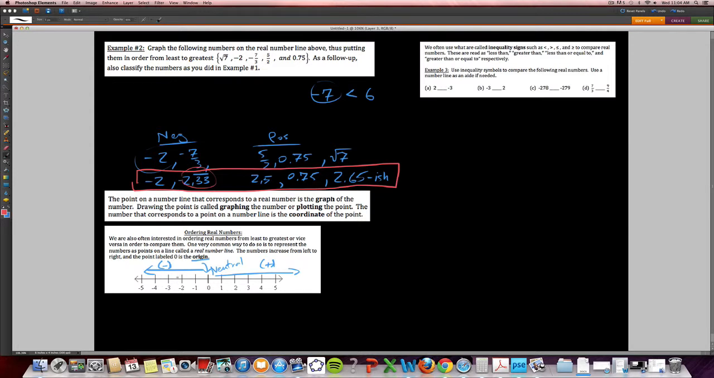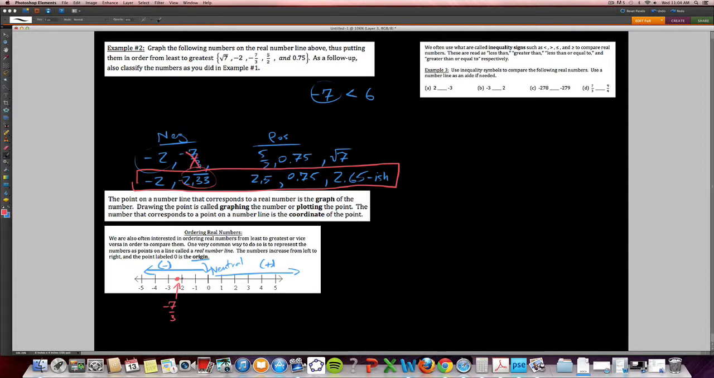So -2.33 would be somewhere over here. It would be -2, and then about 1/3 of the way to -3. So we're actually going to label this. We're going to graph it. So we say, here's our point. We're plotting a point, or this is the graph of this coordinate, -7/3. And we're going to label this. Always label your graph, -7/3. Okay. So we know that that one's off my list.